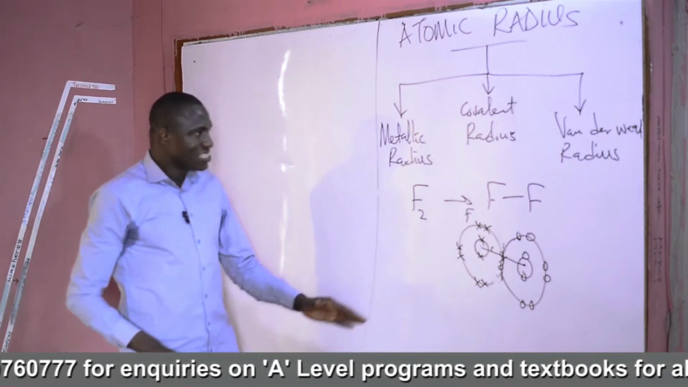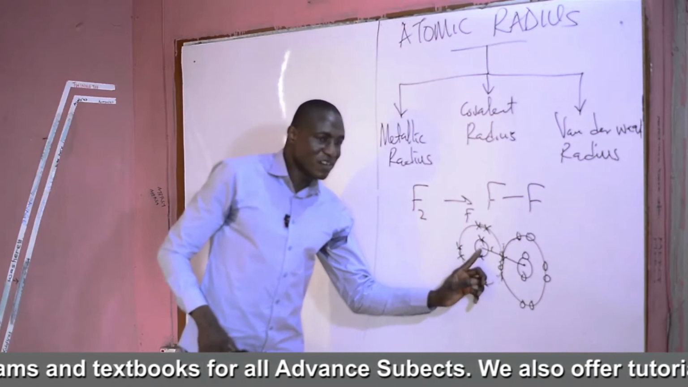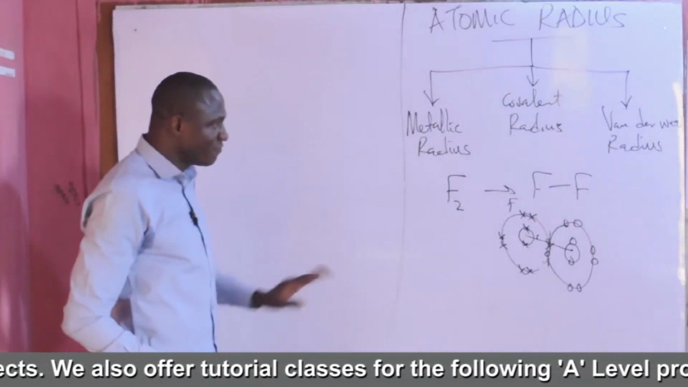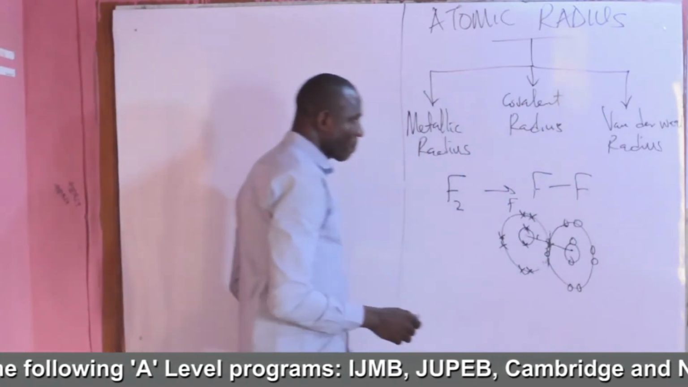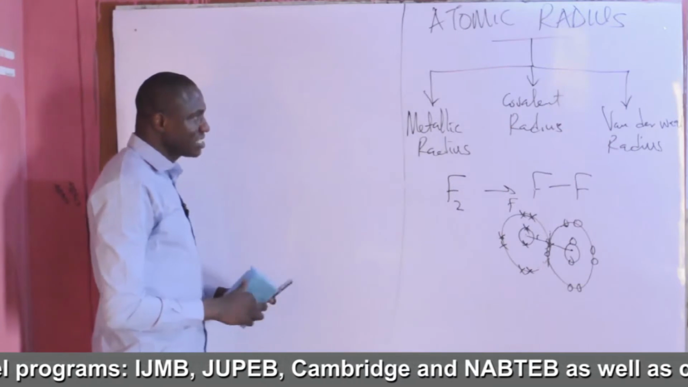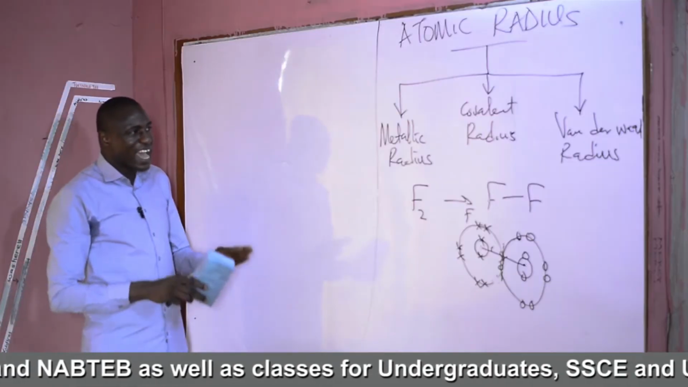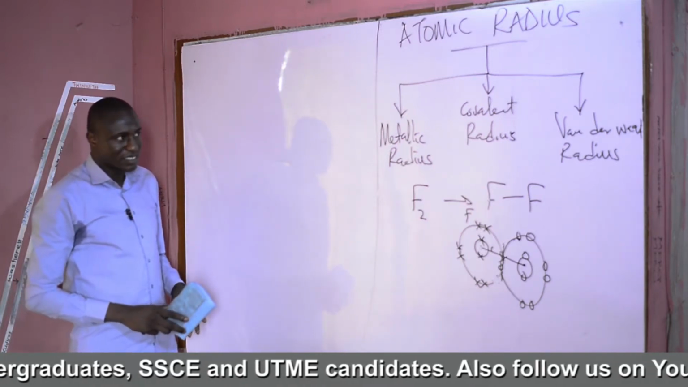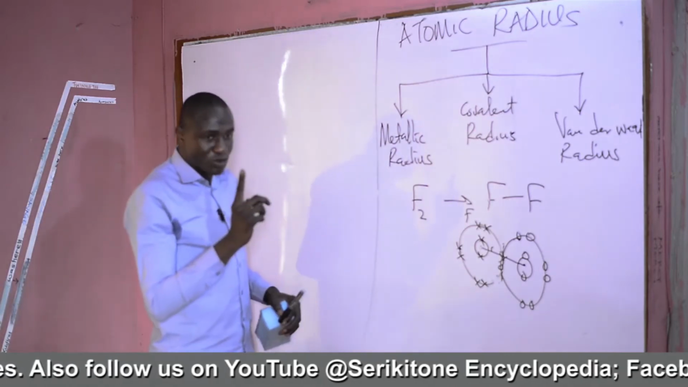So that means the atomic radius, in other words, is the distance between the nucleus of an atom and its valence electron or valence shell. The van der Waals radius is half of the distance between two non-identical and isolated atoms of the same element in a molecule of the same element.